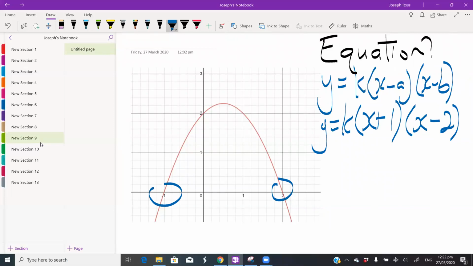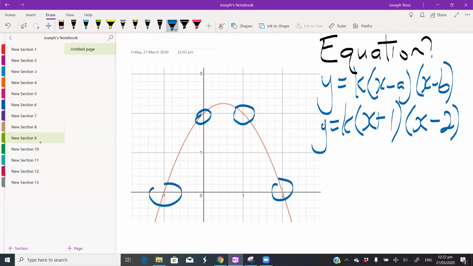So we can find k by substituting in any point other than the x-intercepts. There are a couple of options here. We could use the y-intercept, which is x equals 0, y equals 2. So that would be that point there, the y-intercept. Or we could even use the other point that we see, which is x equals 1, y equals 2. So both of those should give us the same value of k. And we notice that this parabola is upside down. And because it's upside down, we are expecting a negative value for k.